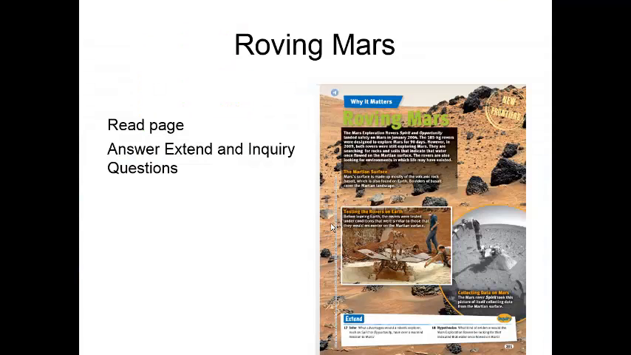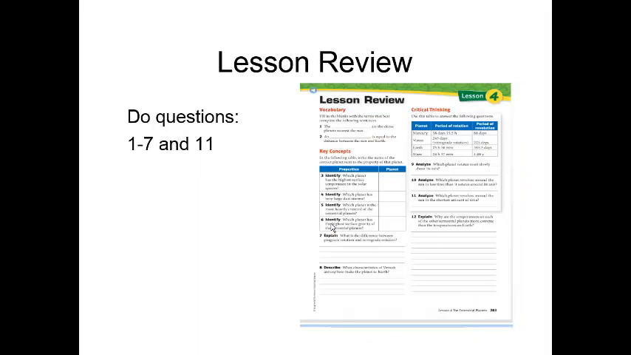Okay, I want you to go to page 201 and read the section there, Roving Mars. Answer the extend and inquiry questions down here at the bottom, number 17 and 18. All right, this is the last thing you need to do for these notes today. Go to page 203, answer questions 1 through 7 and 11.